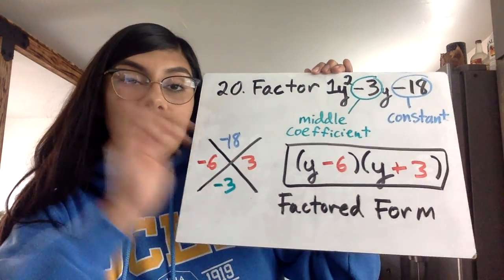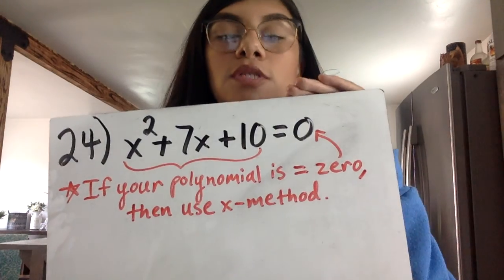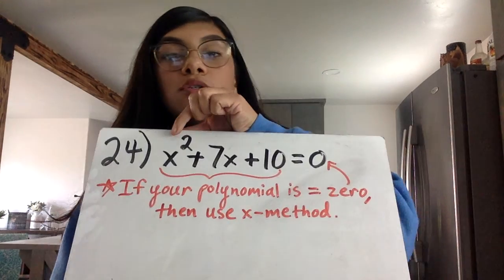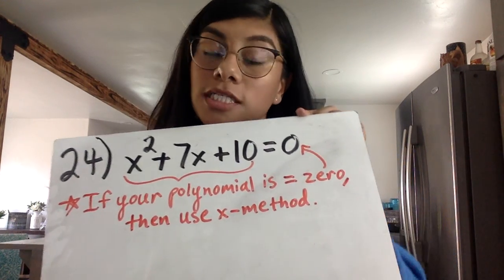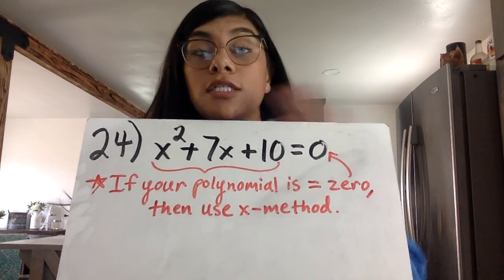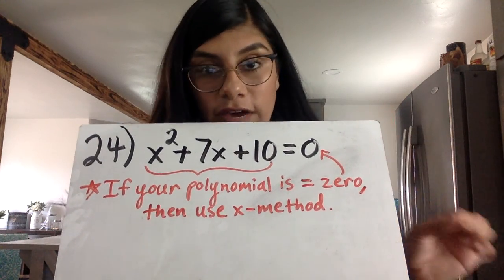Moving on to question number 24. For questions 24 and forward, the questions might look a little bit different, but don't let that freak you out. For question number 24, you have a normal polynomial, but then it's equal to 0. I know the instructions say to solve, but we're not going to do that at this point. We're only focusing on factoring.